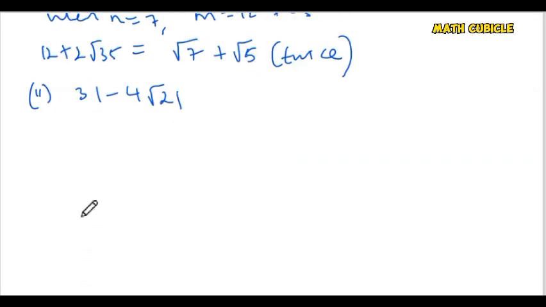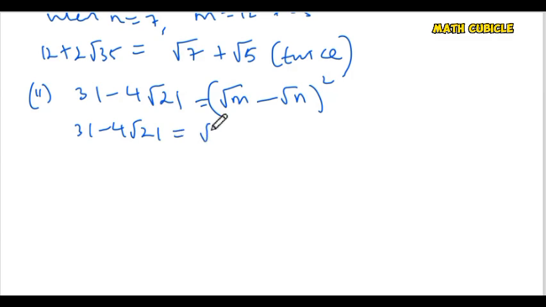Now for the second question, 31 minus 4 root 21. Let the square root of this equal to, let's use m and n also, root m minus, since it's minus, so root m minus root n. Then we square it. So this becomes 31 minus 4 root 21 is equal to root m minus root n.